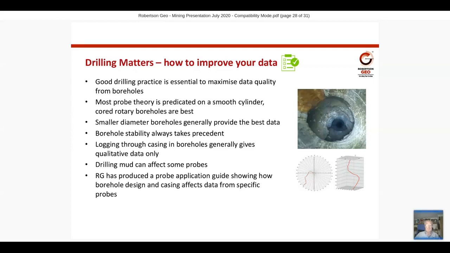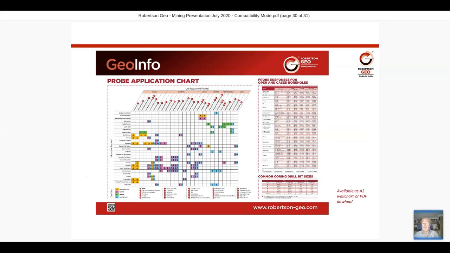We have produced a probe application guide which shows borehole design and casing effects data from different probes. So you can select, I think I have an example of that here. This is available as an A3 wall chart. Again, you can download it off our website, or if you require a full-size version for your wall, we can send this out to you. It's a little hard to see the text in this small format, but it's basically looking at the log measurement and the type of tool that is needed and the type of casing that you can get a measurement through. So this helps in pre-planning of boreholes. And the little table on the right shows you the probe response in open and cased boreholes, whether that's a valid application or not. So feel free to download that. That's quite a useful chart.